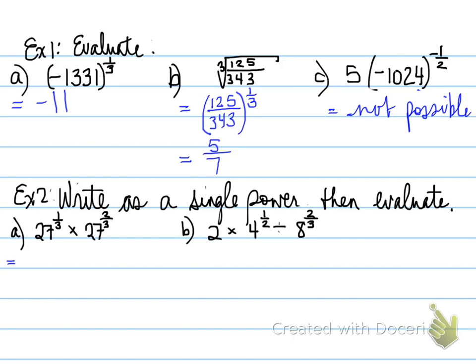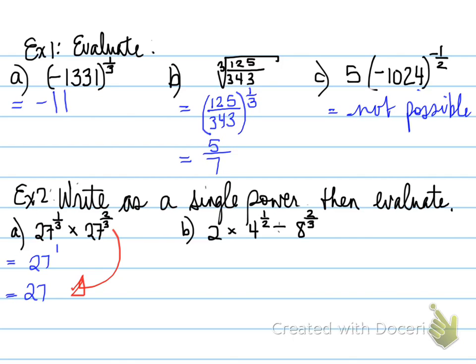Write as a single power, then evaluate. So what that means is we're writing 27 to the power of 1. Why is it to the 1? 1/3 plus 2/3 is 1. 27 to the power 1 is just 27. And you go straight to the answer, no problem. You do not have to write this one here, folks.